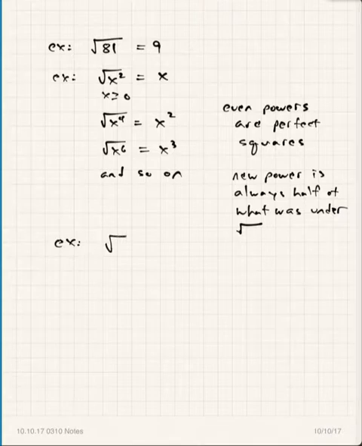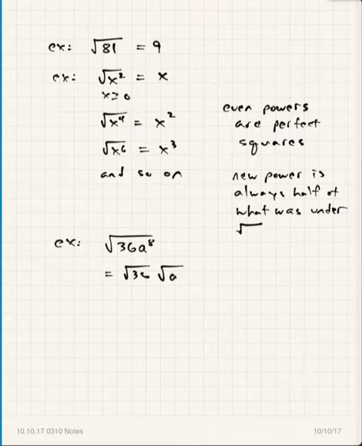So then we had the square root of 36 a to the 8th, right? If you had two factors underneath the square root, we could evaluate each one of those separately. So that was really the square root of 36 times the square root of a to the 8th, and that would have been 6a to the 4th. So we started talking about problems like that.